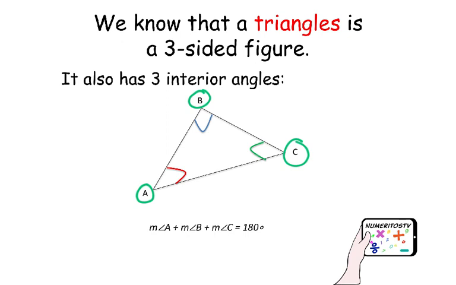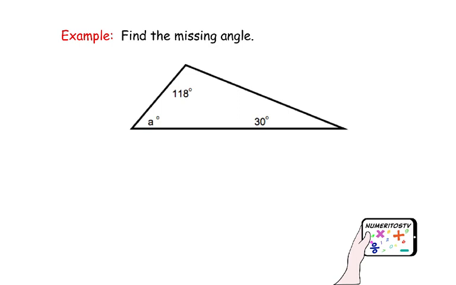And there's a theorem that says that the sum of the three angles is always equal to 180, no matter what type of triangle you have. The sum of the interior angles is always 180. So let's try to find the missing angle. Here we have an example.